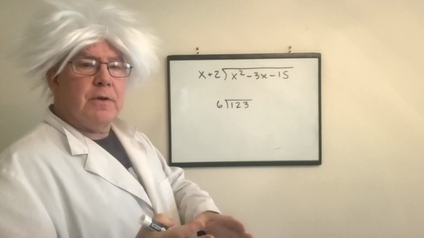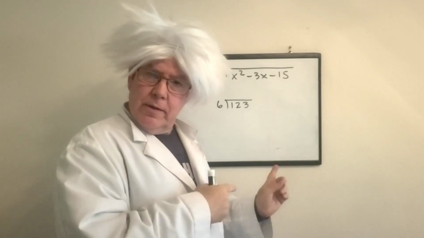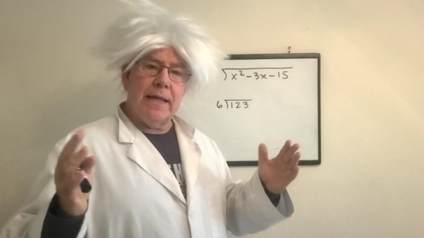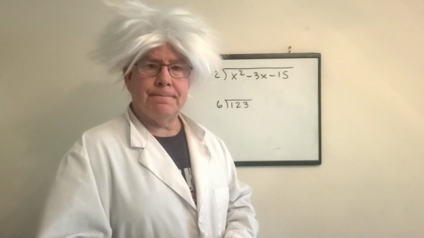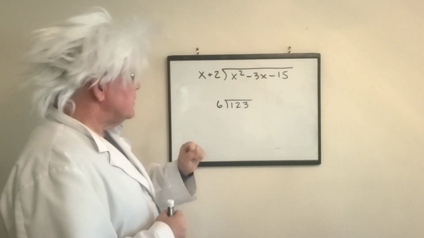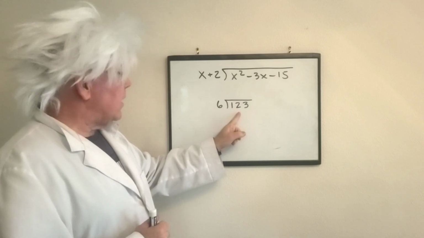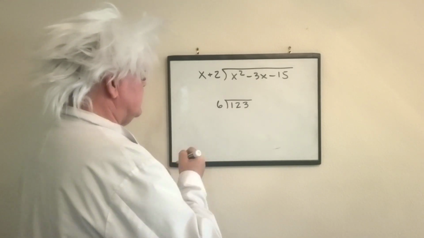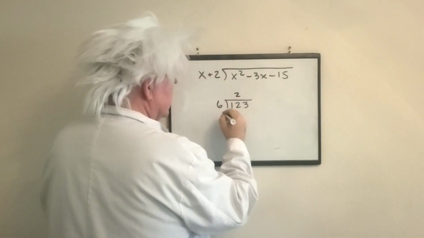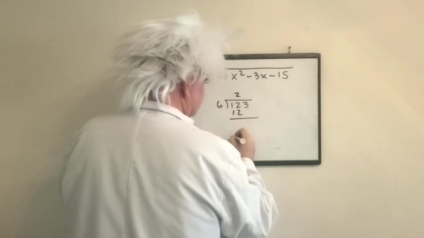Now, here's what I'd like for you to do. I want you to try this one on your own. Pause the video, and let's see if you get the answer. Okay, we're back. So, does 6 go into 1? No, but it goes into 12. How many times? It goes in 2 times. Okay, 6 times 2 is 12.